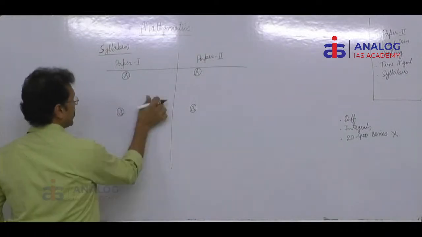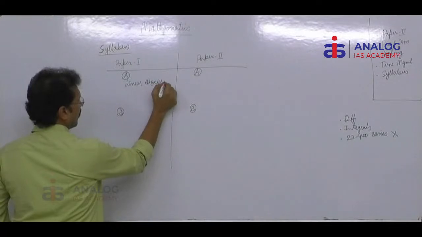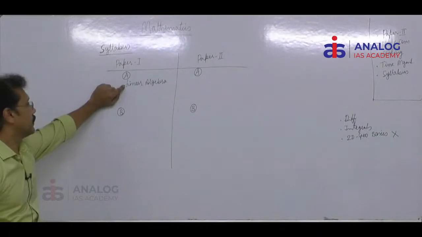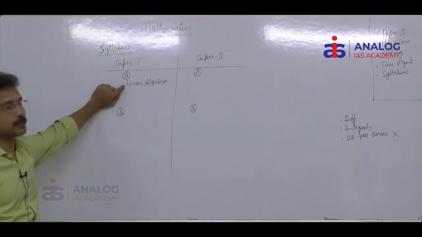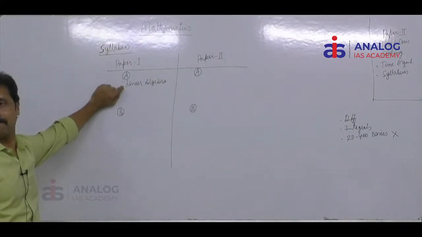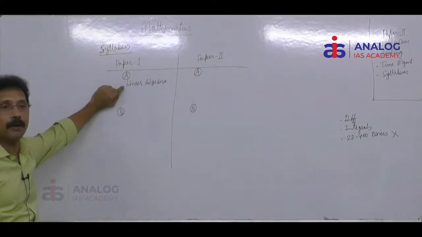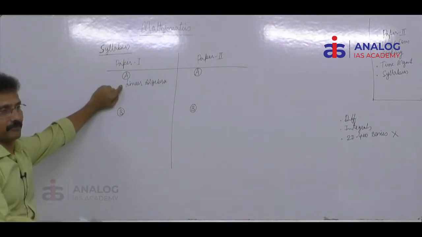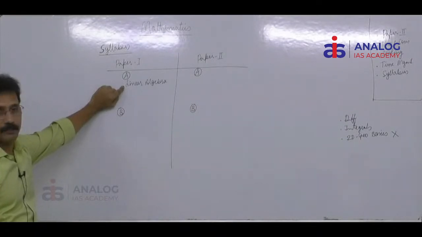One is linear algebra. Linear algebra, in fact, is, if you remember your matrices, remember matrices? So matrices is part of this linear algebra. In fact, matrices is the second half of linear algebra. There is a first half. The first half deals with the vector spaces and all those stuff.